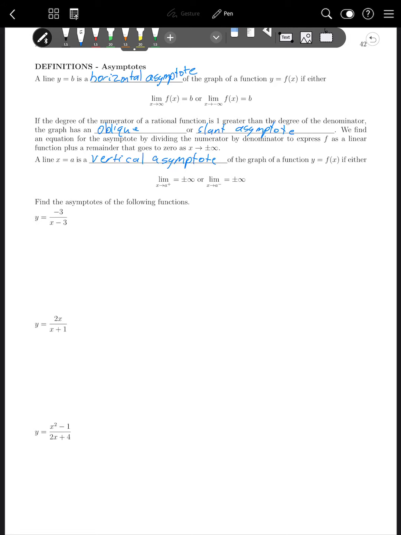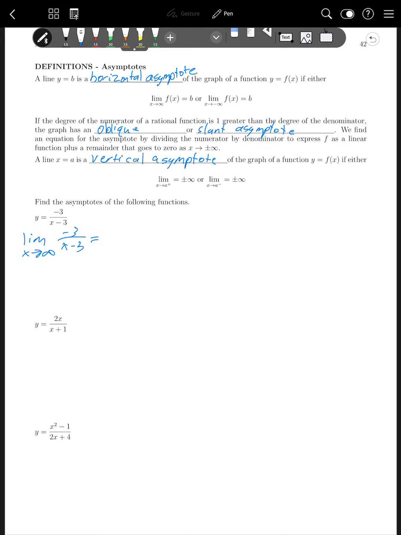Okay. So the way we find horizontal or oblique asymptotes is seeing what happens to the limit as we let x go to infinity. Okay, so let's look at that for each one of these. So in the first one, if we find the limit as we let x go to infinity of negative 3 over x minus 3, we could use the division idea.